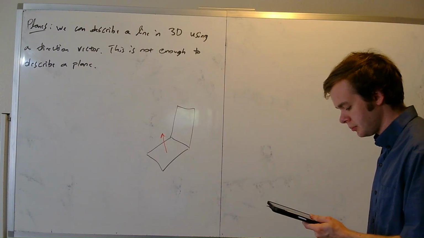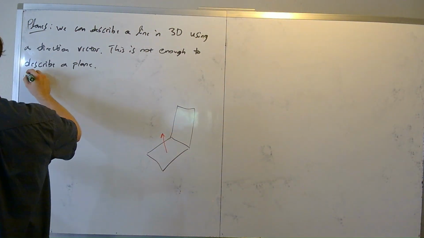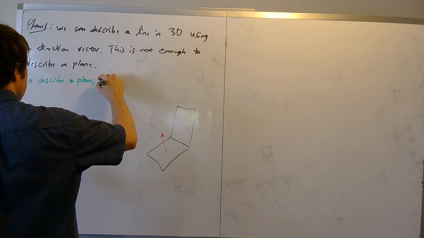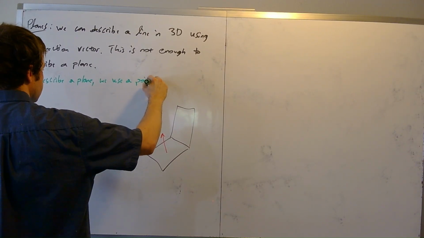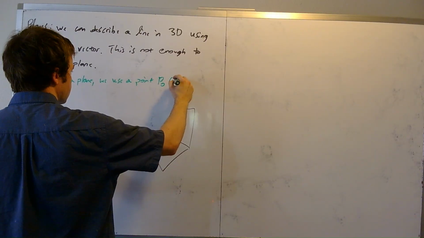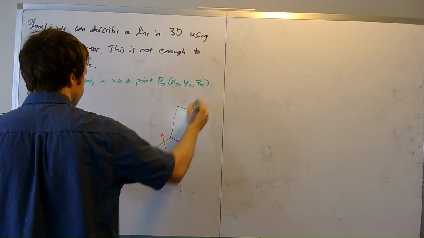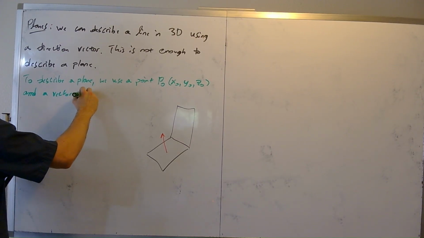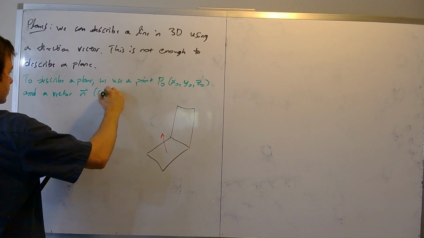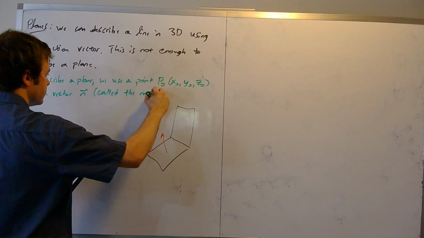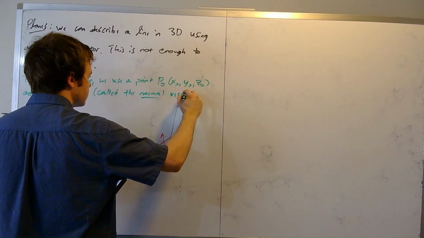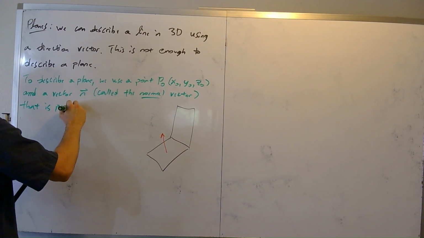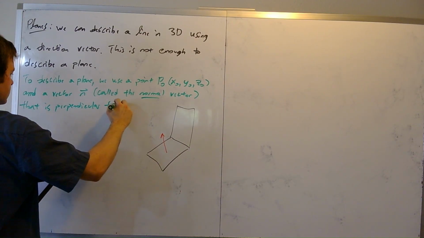So what we're going to do to differentiate planes, to describe a plane, we use a point P0, coordinates x0, y0, and z0, and a vector n, called the normal vector, that is perpendicular to the plane.